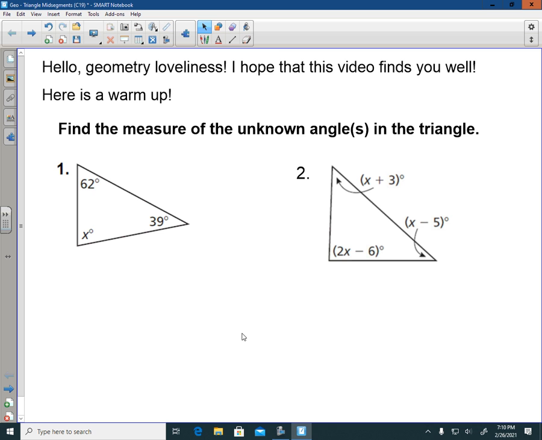Here is a warm up for you. If you will knock a couple of problems out, pause the video, knock these problems out, and then come on back.